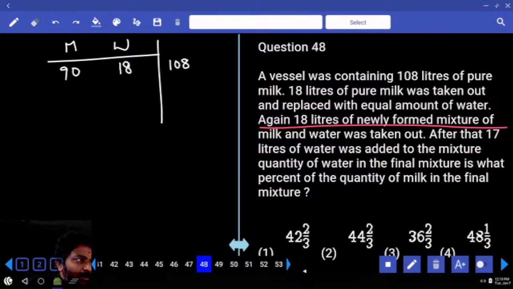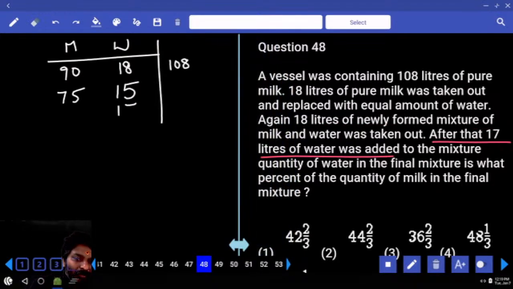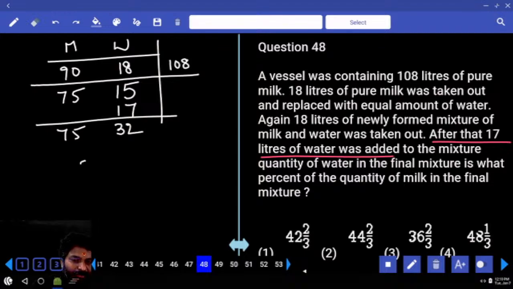1/6. Come on. 1/6 of total quantity is going out. That means 1/6 of milk goes out. 1/6 of 90, 15 going out. 1/6 of this, 3 liters gone. 15 we have. Now, after that 17 liters of water is added. Now milk is 75, water is 32, water percentage 32 upon 107, percentage into 100. Is this clear?